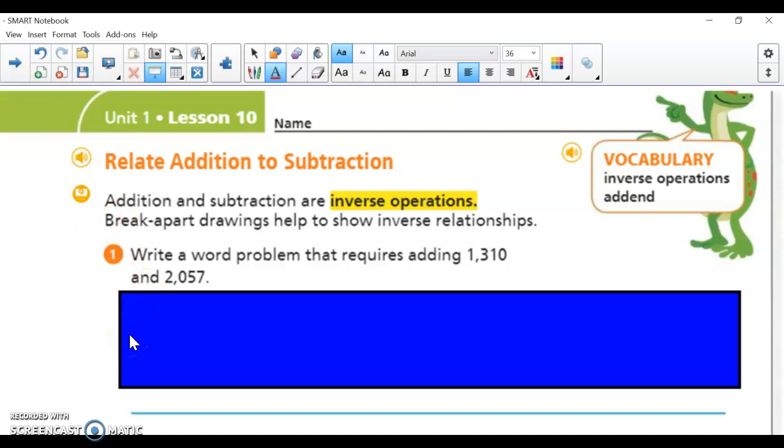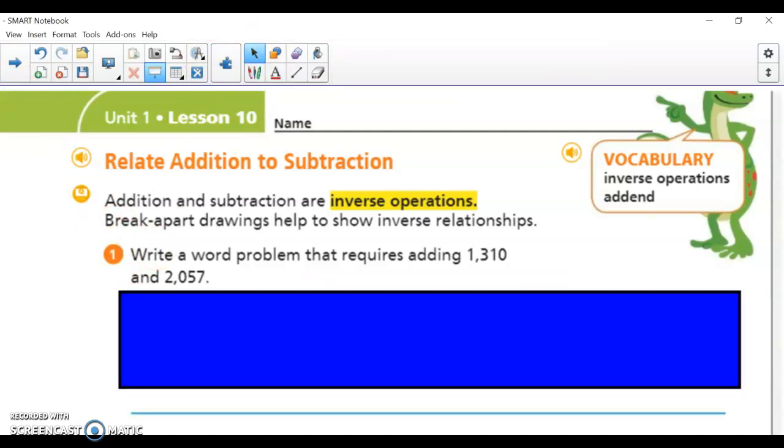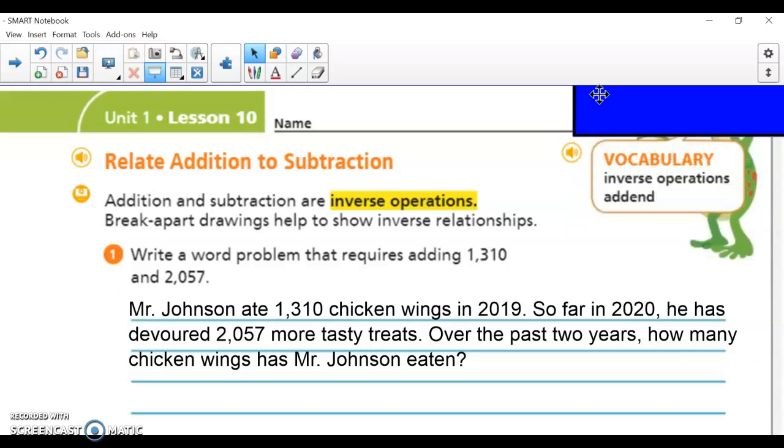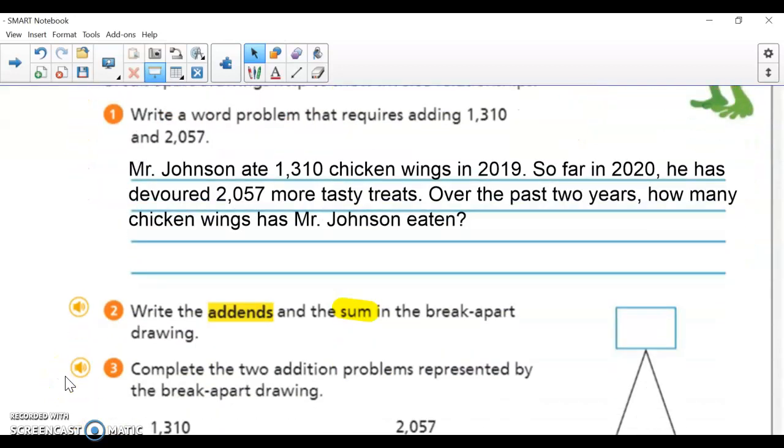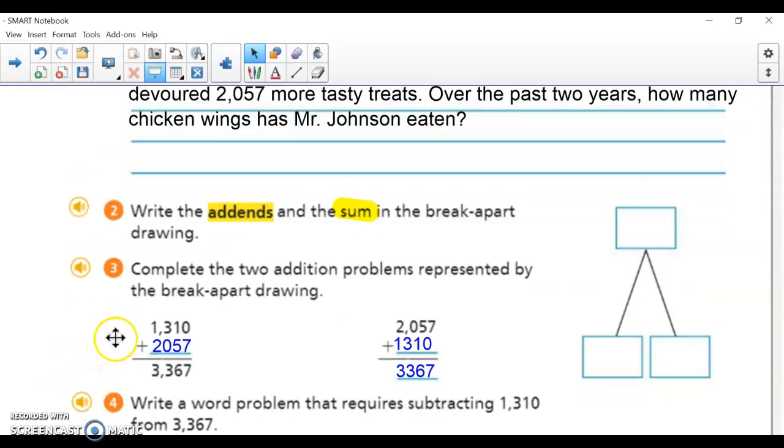Okay, so the operation or the problem that I came up with is here. It says Mr. Johnson ate 1,310 chicken wings in 2019. So far, in 2020, he has devoured 2,057 more tasty treats. Over the past 2 years, how many chicken wings has Mr. Johnson eaten? And so if you were to solve that problem, you would have to take 1,310 and add it to 2,057. And so this would be one way of solving that problem, as we see in number 3, right?